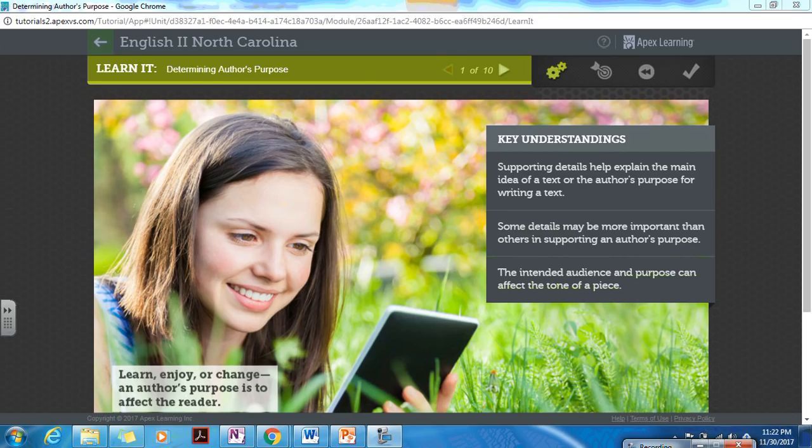Key point number 2, we have to understand that some details are more important than others when supporting an author's purpose. Some details are very important, some details are unnecessary. And the third thing we must understand is that the tone of the piece must match the audience. So the intended audience and the purpose can affect the overall tone of the piece. Let's get started.